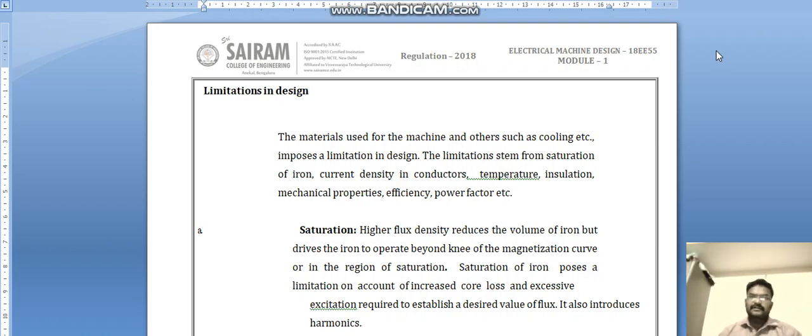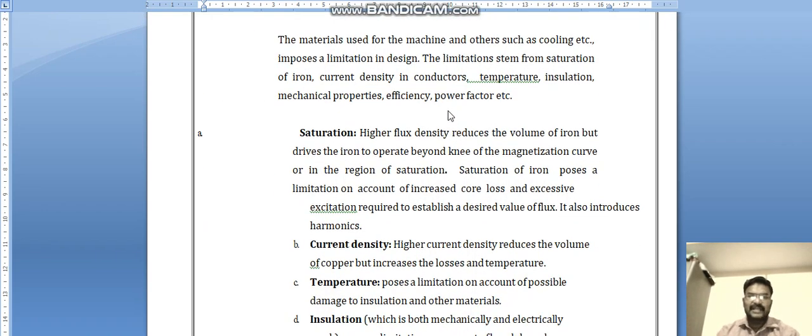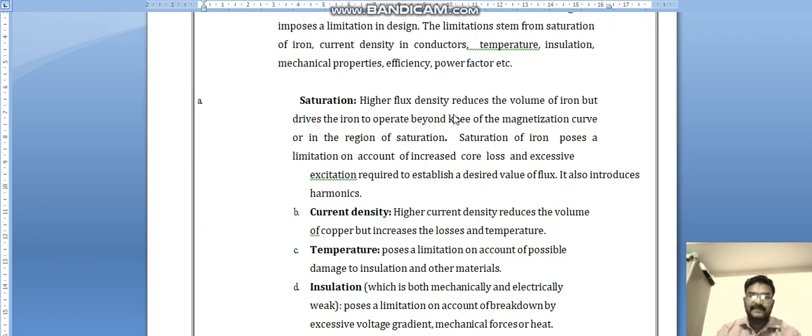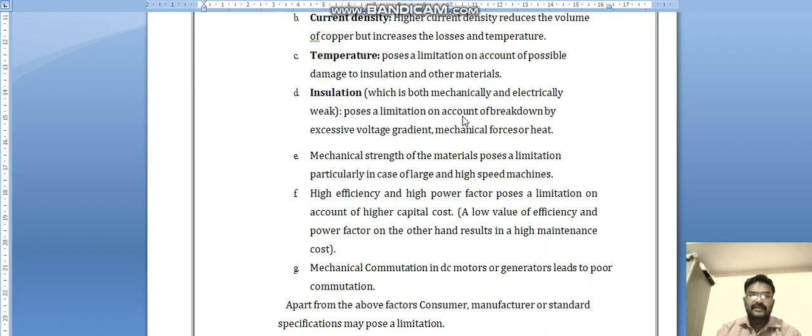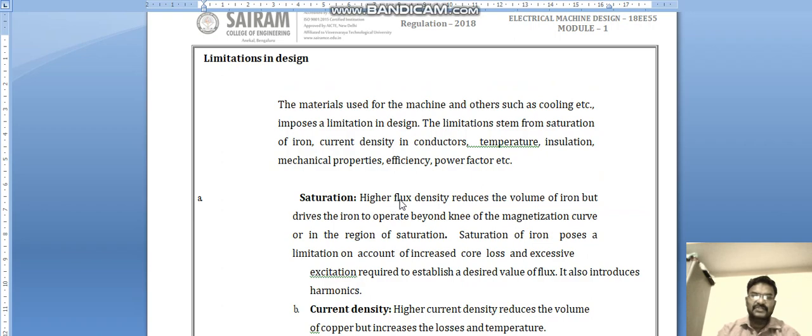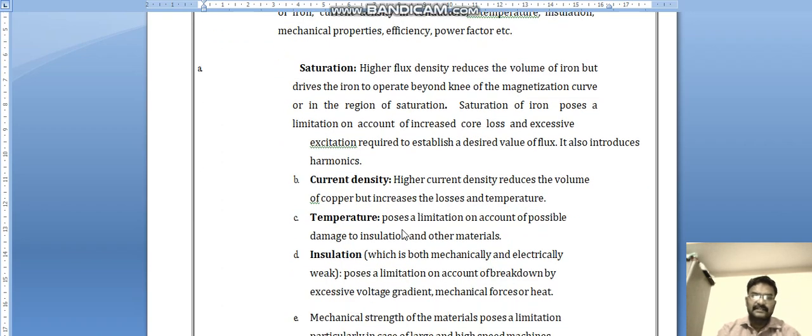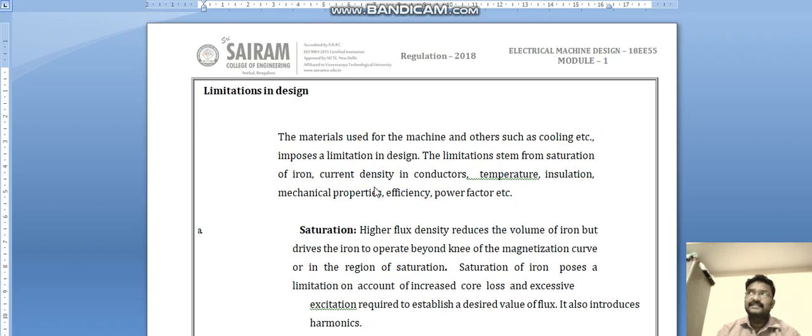Hi to all. In this video, we are going to see about Electrical Machine Design 18EE55, Module 1: limitations in design. For every machine, some limitations will be present. Here we are going to see saturation, current density, temperature, and insulation. These are the major things for every design limitation.